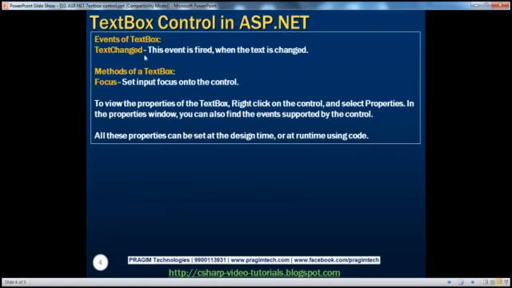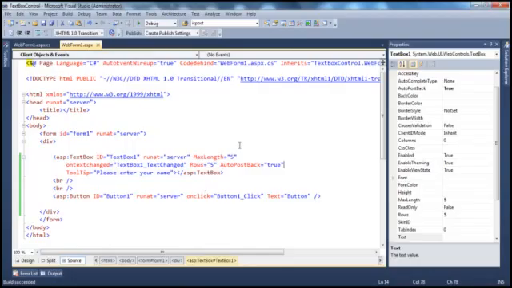And we have already seen that text changed event is one of the events supported by the text box control, and this is fired whenever the text is changed. And this is one of the very interesting methods, the focus method. As you can see, this method can be used to set the input focus onto that control. Let's say I have a large form where we are capturing information from the employee or a customer, and we want a specific text box control to receive the focus when the web form is loaded, then you can use this focus method. Let's see how to actually use that.